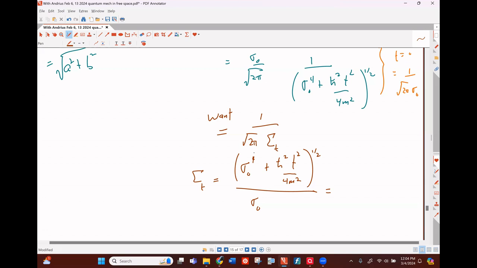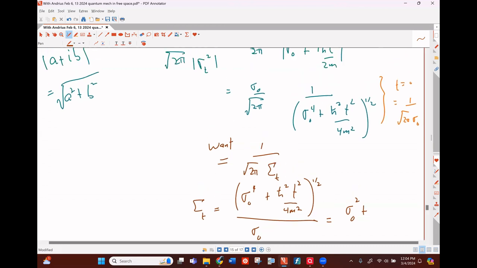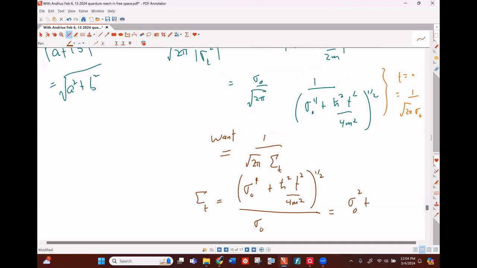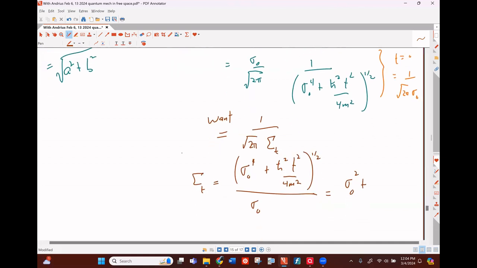So anyway, let's keep on barreling through here. I'm going to bring this sigma up inside the square root, so it becomes a square. So this becomes sigma squared plus, I'm sorry, do I want that to be sigma squared? Oh, strange, no, I don't. And then plus h bar squared t squared over 4 m squared sigma naught squared, all to the 1/2 power.